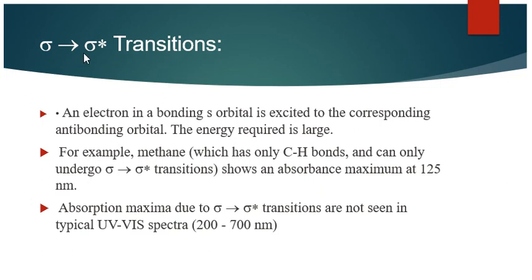Let us describe these transitions one by one. That is the sigma to sigma star transition, when an electron in a bonding sigma orbital is excited to the corresponding anti-bonding orbital, that is sigma star. The energy required is a maximum. In this transition, there is maximum energy difference, as there is absorption at a wavelength of 120 to 125 nanometers. This wavelength would have the greater amount of energy, because energy and wavelength are inversely proportional to each other.